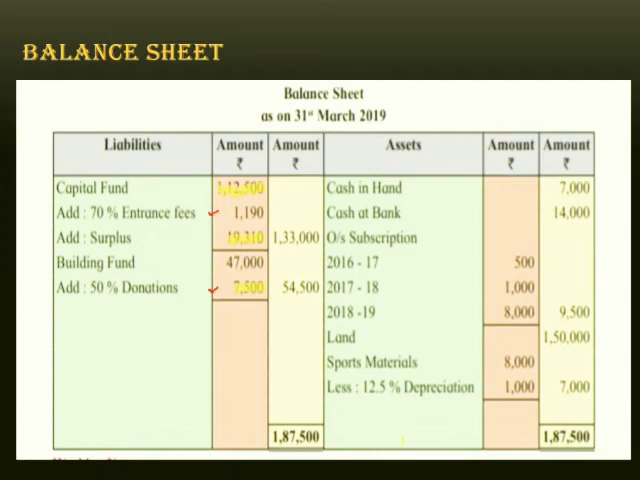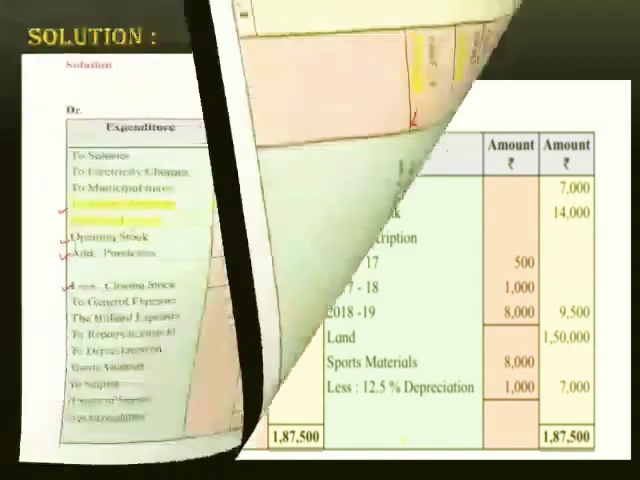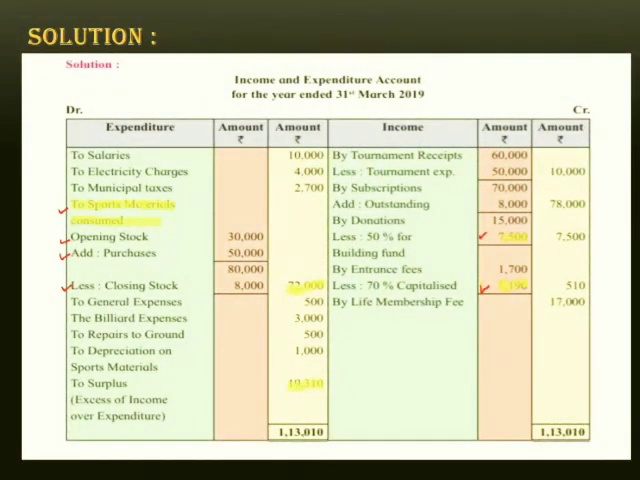Now second adjustment, 50% of the entrance fees is to be capitalized. Now under the capital fund we have to add 70% entrance fees. It comes to 1,190. So the first effect will go under capital fund, add 70% entrance fees, and the second effect will go to the entrance fees, total 1,700. We have calculated 70% and that we have to deduct from this amount.